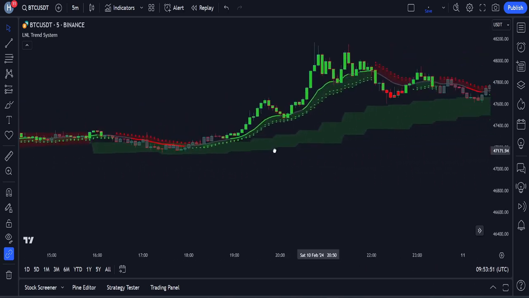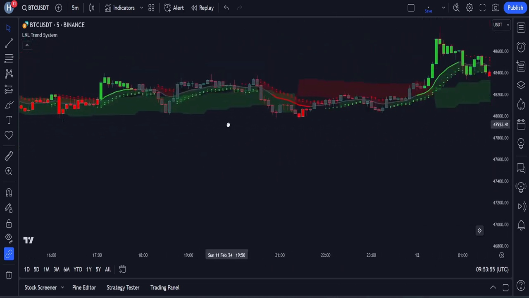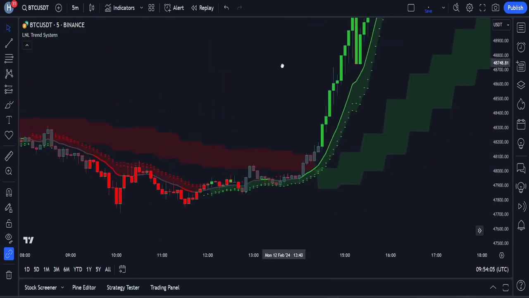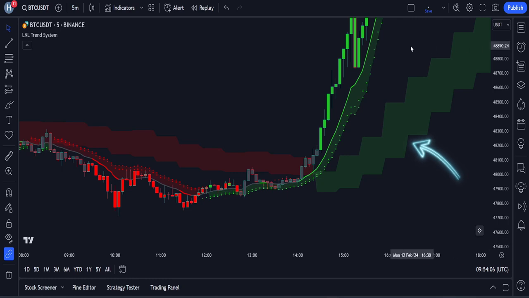This component is also known as higher time frame cloud. It's very useful for identifying longer-term trend of the market. When it's green in color, the longer-term trend of the market is upwards, meaning the market is in a buying trend. And when it's red in color, the longer-term trend of the market is downward, or we can also say the market is in a selling trend in the long term.